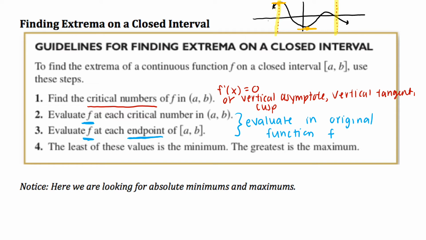And just something to note here, on a closed interval, you're looking for your absolute minimum or maximum, so you should have just one answer for each.